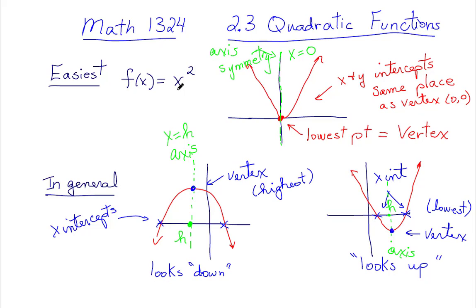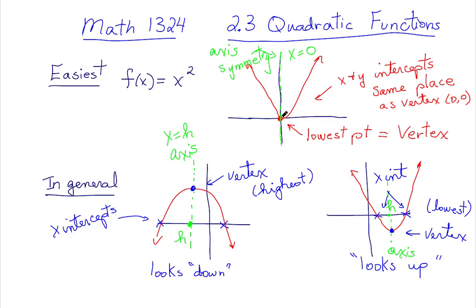Now, f of x is x squared is a U-shaped parabola. This U-shaped parabola looks upward. It has a lowest point. That lowest point is called the vertex. Now you notice this lowest point is also the place of the x and y intercepts. They're all in exactly the same place.